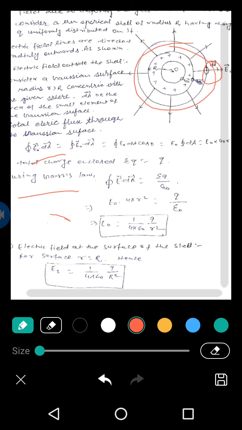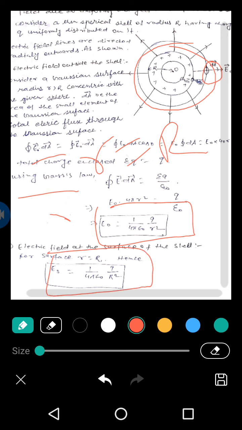Now using Gauss law, E dot dA through the closed surface equals charge enclosed upon epsilon naught, that is E into 4 pi r square equal to Q upon epsilon naught. That's why electric field outside is 1 by 4 pi epsilon naught Q upon r square. This is the electric field outside the spherical shell. And at the surface of the shell, the small r is equal to the capital R, that is the radius of the shell. Now electric field at the surface is equal to 1 by 4 pi epsilon naught Q upon R square.